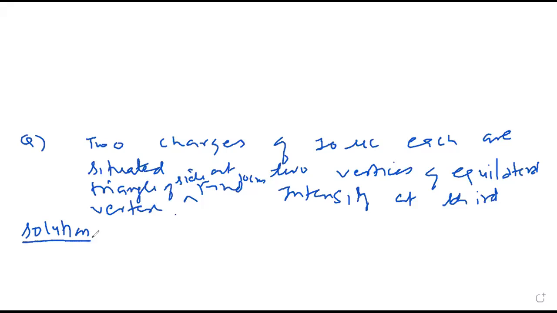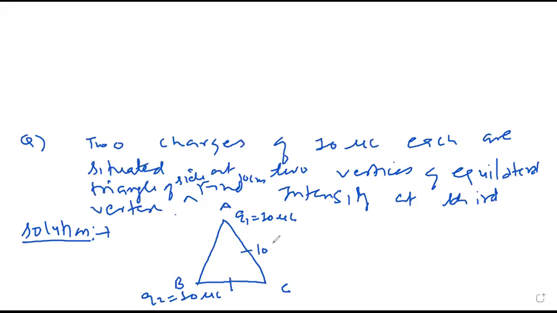Now, we want the intensity at the third vertex. You can take any two so that the remaining will be the third. So if this is A, B, C, here charge Q1 is 10 microcoulomb at A, at B 10 microcoulomb. Side is 10 centimeter each. I am interested in finding the resultant intensity at C. First the direction part, then I will explain how to calculate. Charge at A, is it positive or negative?